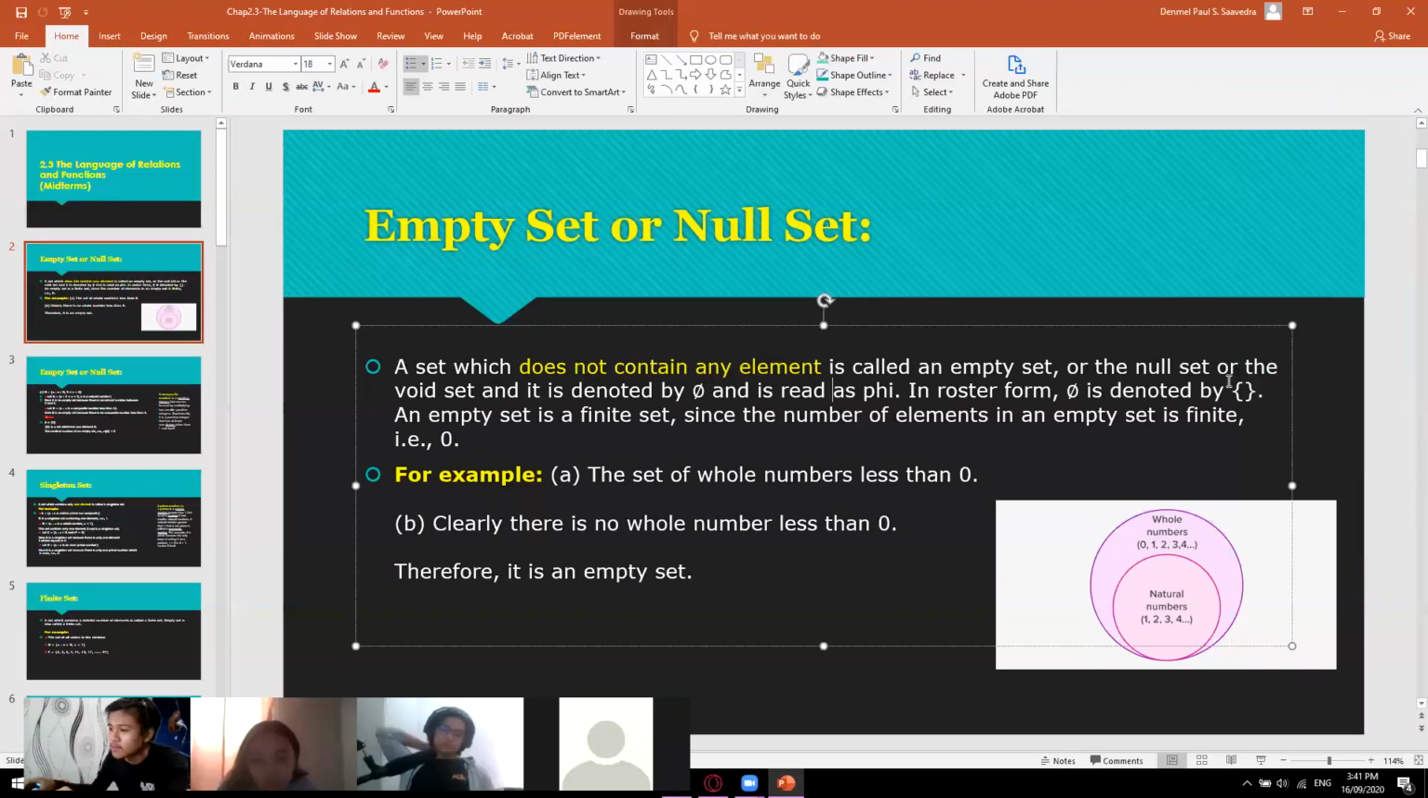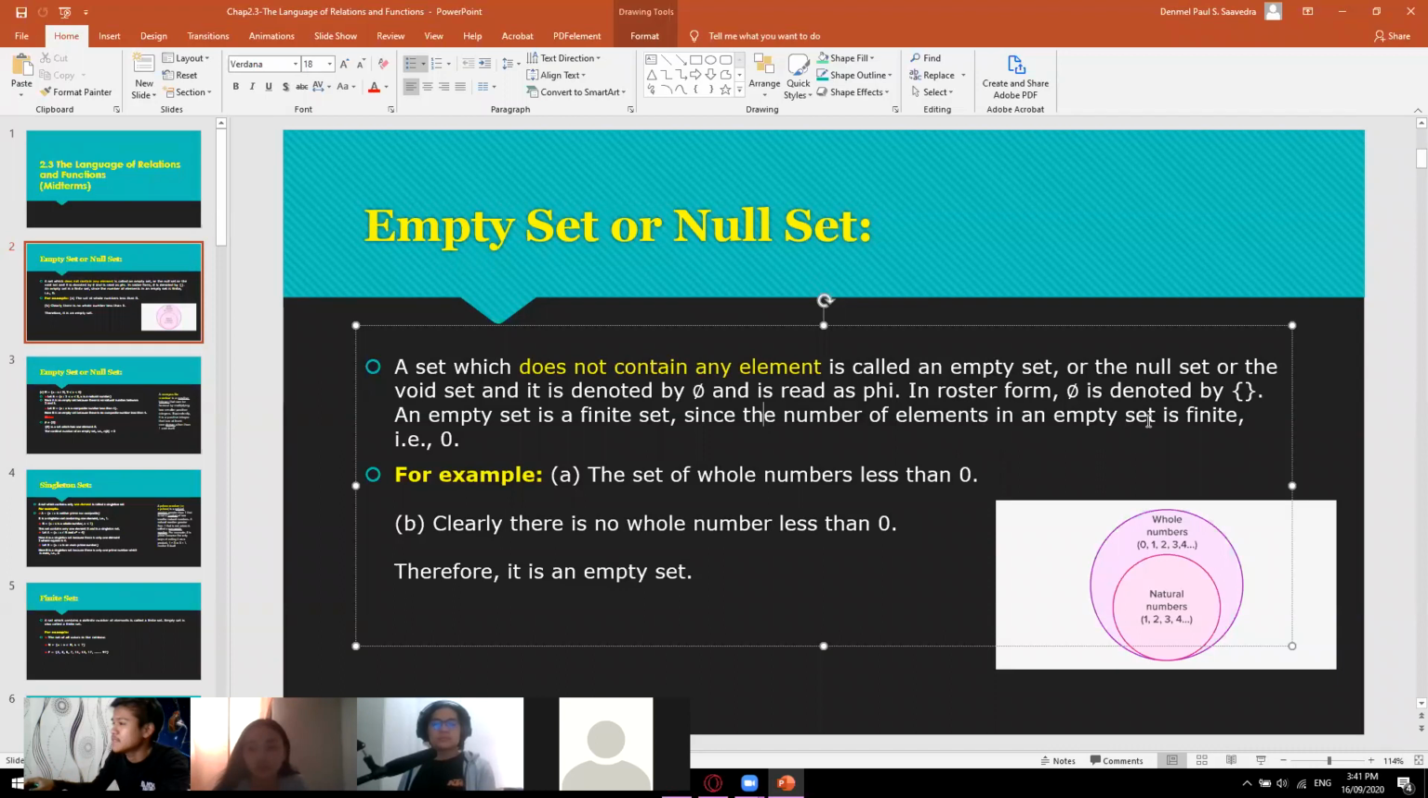Okay, wait lang, baba ko lang to para makita ko. Okay, or the null set or the void set, and it is denoted by this one. Okay, this is a symbol of null or empty set. Okay, so this one is read as phi. Pero dito, kapag nakita nyo to, sabihin na lang is null, okay, or empty, so it's fine. So in roster form, phi is denoted by this curly bracket. Okay, an empty set is a finite set. So of course, finite yan kasi nabibilang mo lang yan. Okay? Hindi siya pwede maging infinite.